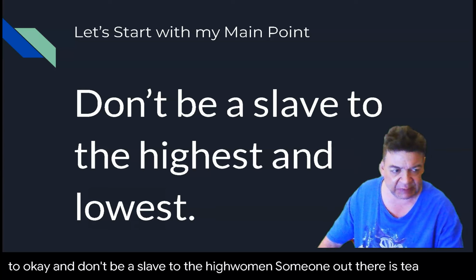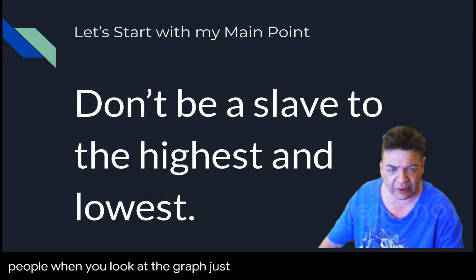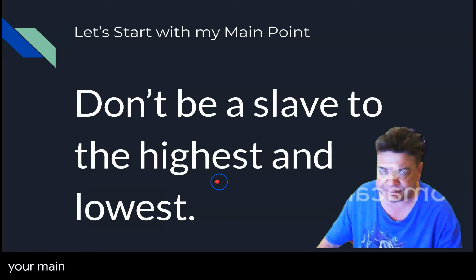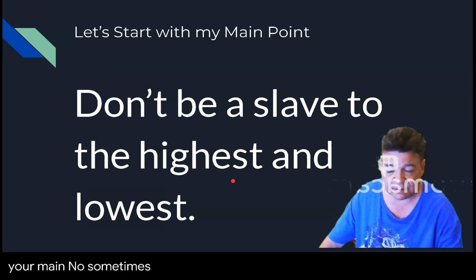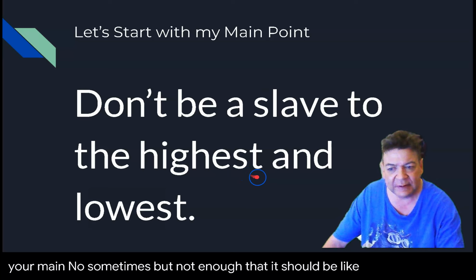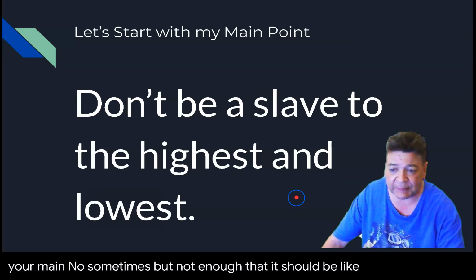Someone out there is teaching people, well, when you look at the graph, just look for the highest and lowest, and those are your main features. No. Sometimes. But not enough that it should be like a rule. We'll see what our user does here.